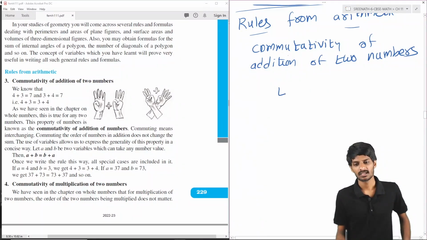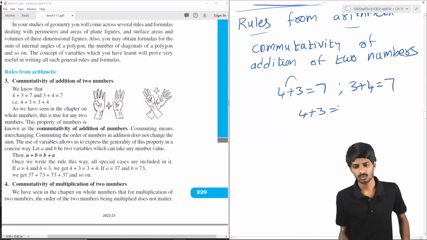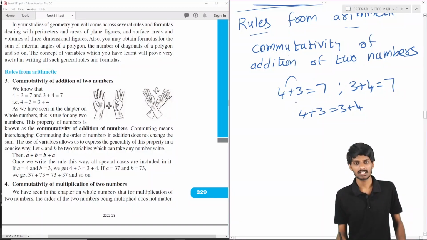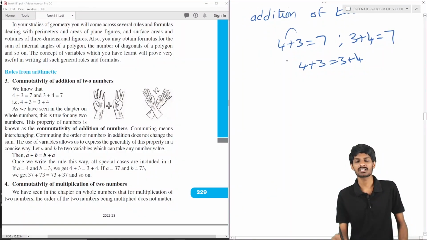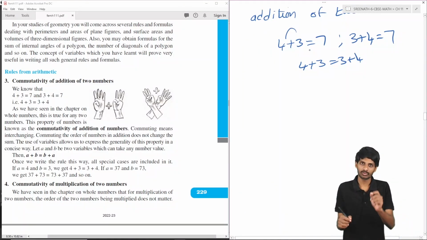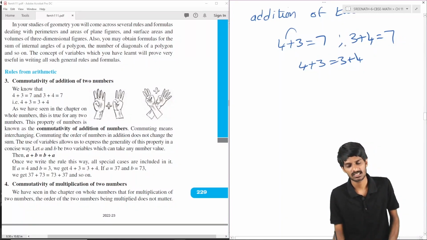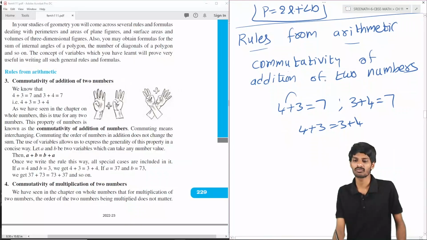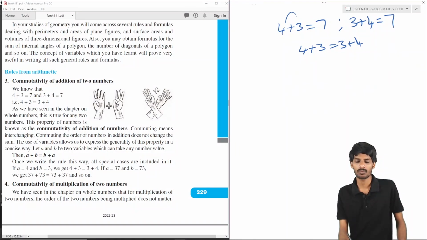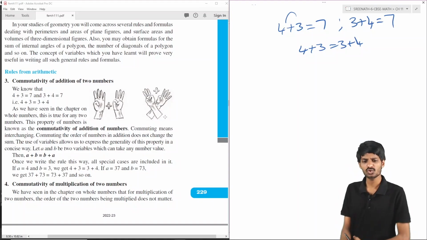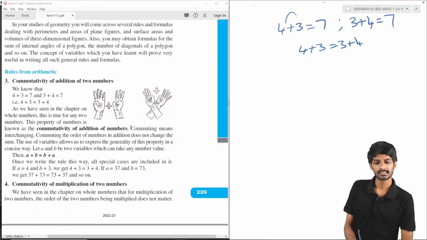What does it say? If 4 plus 3 is equal to 7, even if you change these numbers, that is 3 plus 4, it also gives rise to 7. And what more, 4 plus 3 is equal to 3 plus 4. So if you add two numbers, it will give some result. Even if you interchange the numbers also, it will give the same result. And both are equal. So this is called the commutativity of addition of two numbers, students. This property we call it as. So commuting means interchanging.